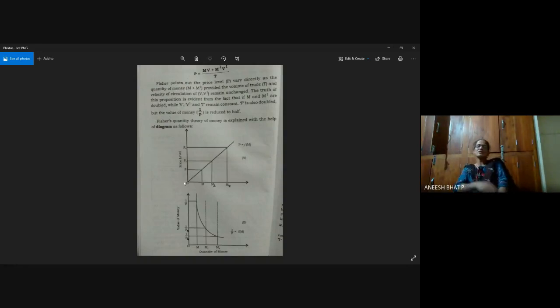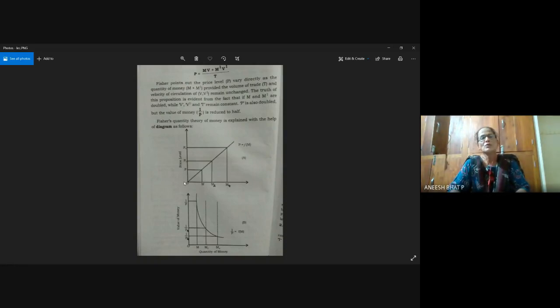So, total supply of money is in a position to purchase goods and services available in the economy. Supply of money is equal to demand for money according to Irving Fisher. In the last class, we have seen the equation of exchange. What is that equation of exchange? MV is equal to PT. Supply of money is equal to demand for money according to Irving Fisher. So, in this class, let's pass on to the other remaining part of Professor Irving Fisher's theory.